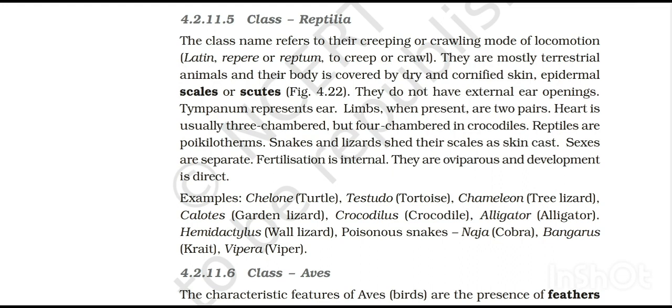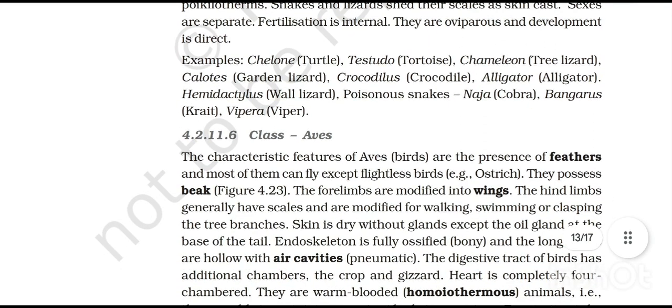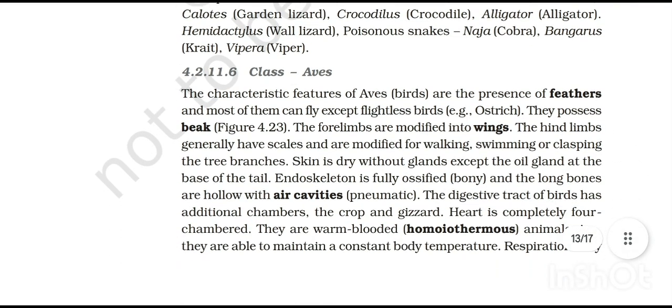lizard, Crocodilus or crocodile, Alligator, then Hemidactylus or wall lizard, poisonous snakes: Naja, cobra, then Bangarus or krait, Vipera or viper. So these are the examples of Reptilia.